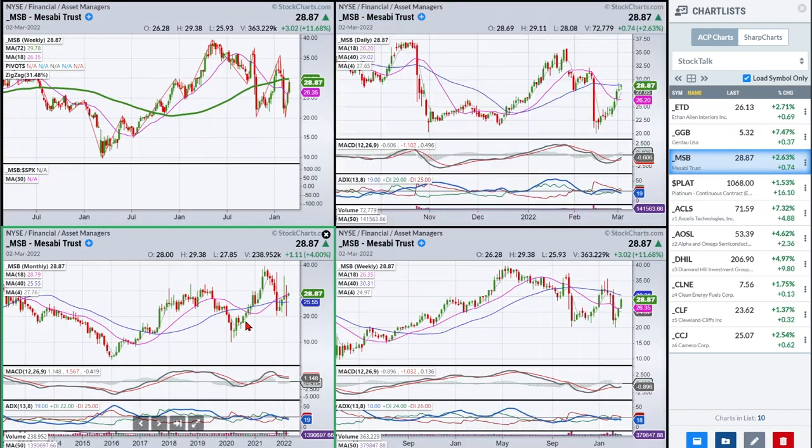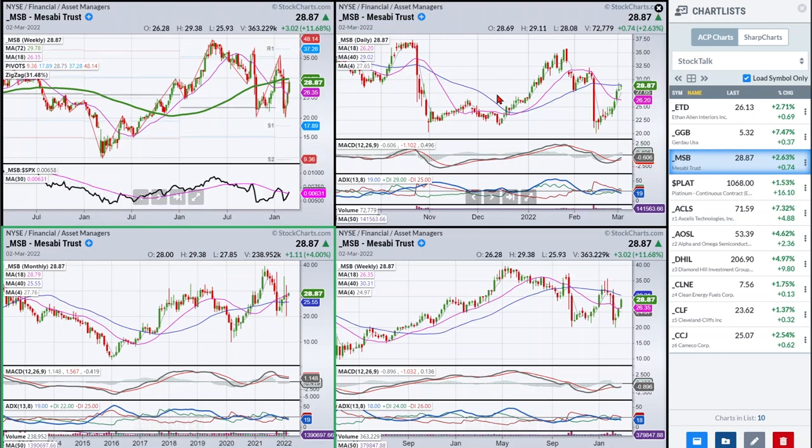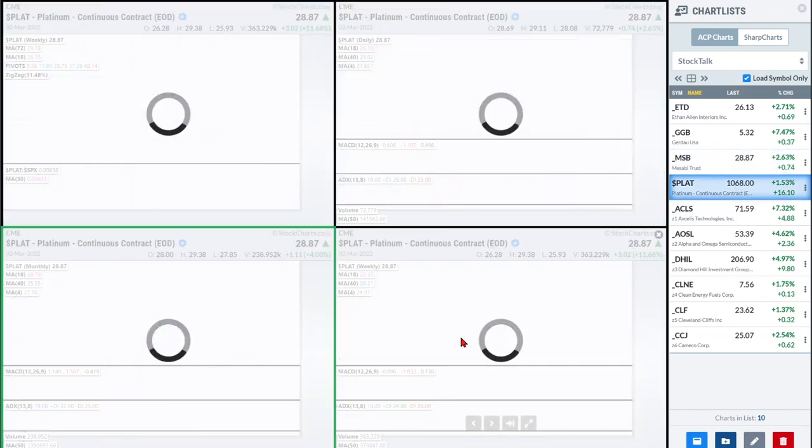MSB, a little sloppy, a lot of violent movement all over the place, actually. So I'd like to see this settle down. It's in a range right now between 20 and 35. So let it consolidate. And again, when you get a quiet pattern, that tends to lead to big moves. I don't usually see big moves from this wild type of movement.